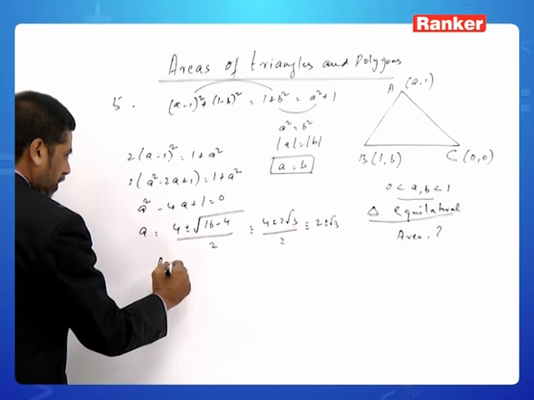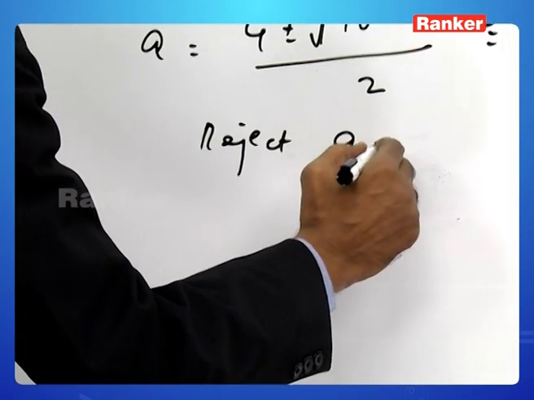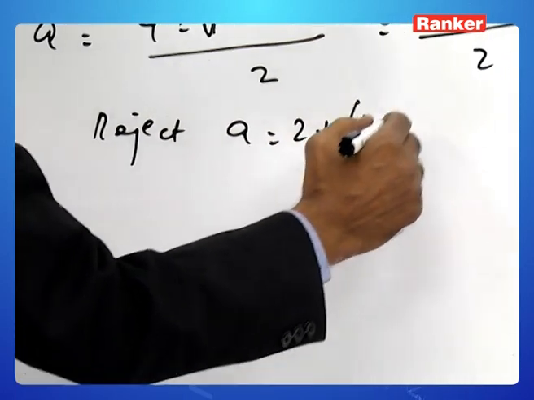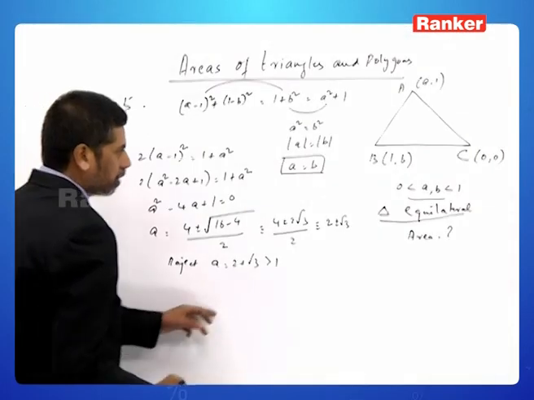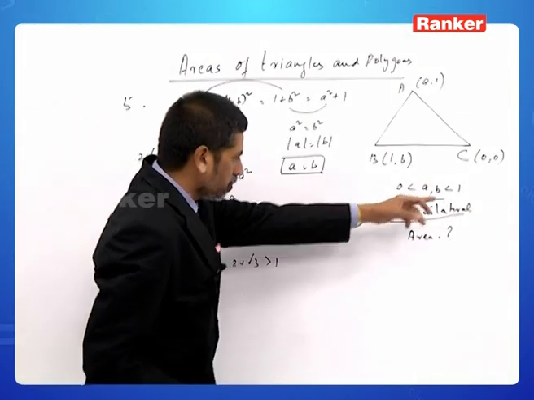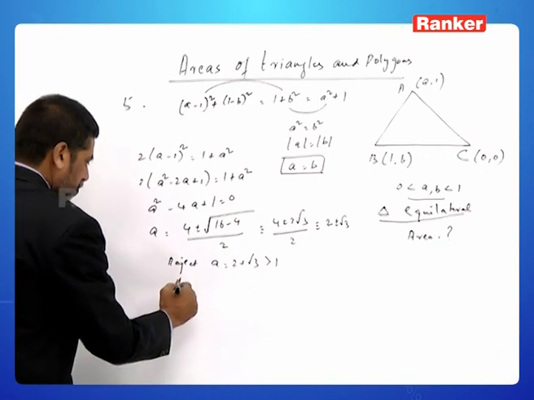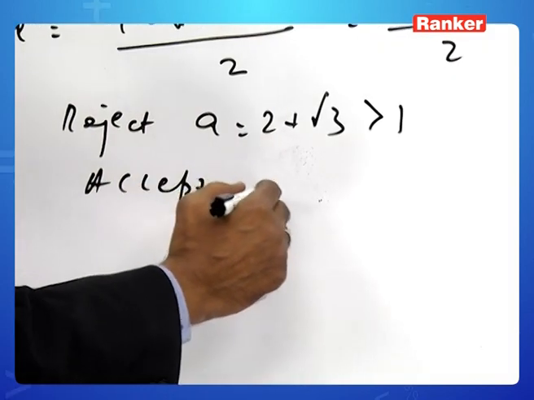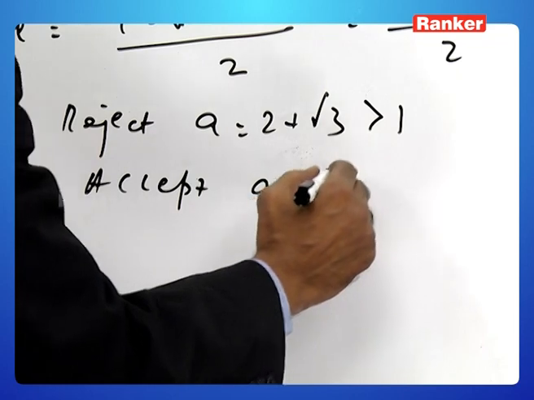Now you will have to reject a is equal to 2 plus root 3 because this is greater than 1, and our requirement is that a should be less than 1. So therefore, you accept a is equal to 2 minus root 3.